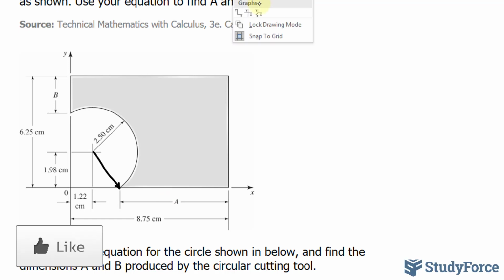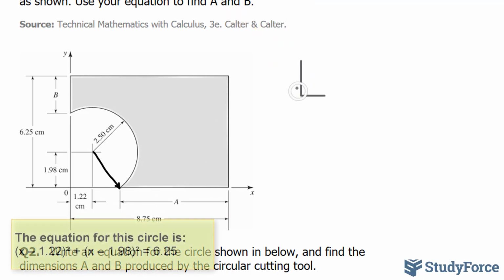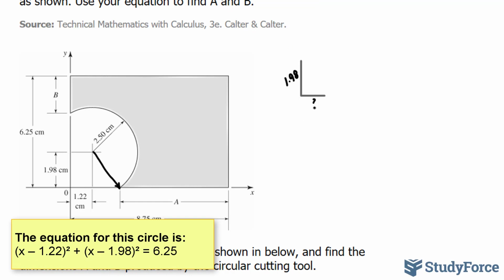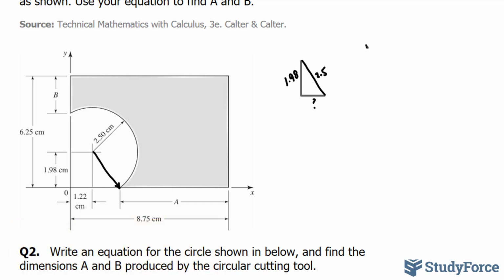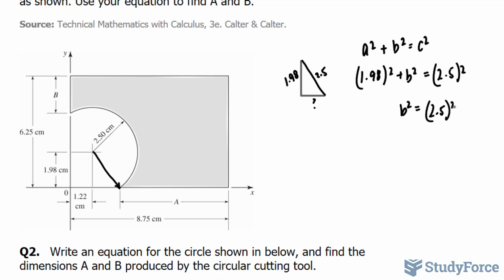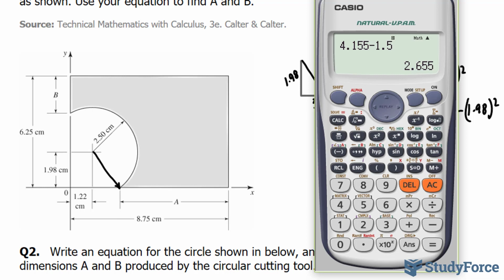I'll redraw the right triangle where this length is 1.98 and this length is what we're looking for, and the hypotenuse is 2.50. Using Pythagorean's theorem, a squared plus b squared is equal to c squared, I'll substitute 1.98 as my a, and this will serve as my b. 2.5 will be my c. Rearranging for b squared, 2.50 to the power of 2 minus 1.98 to the power of 2. And then whatever I find on the right side, I'll square root, and that will serve as my b value.